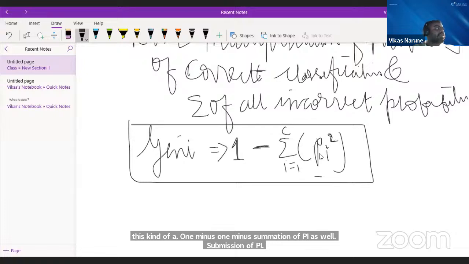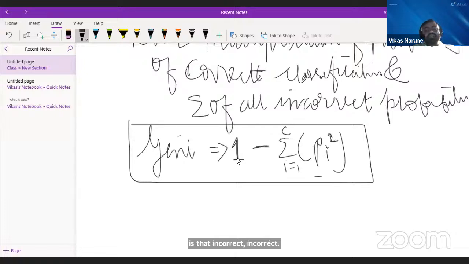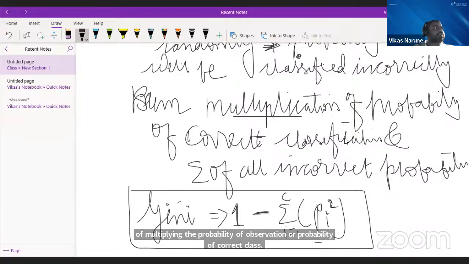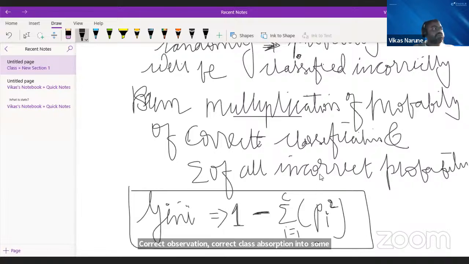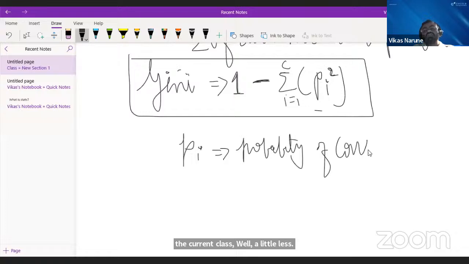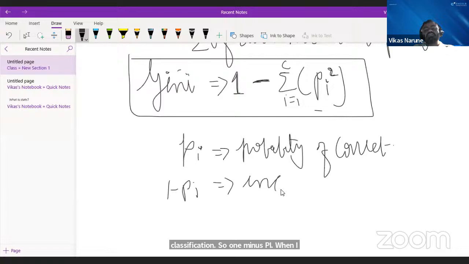You can ask, obviously, how we achieve this. My definition says it is a multiplication: the probability of the correct class observation multiplied by the sum of all incorrect probabilities, that is, the sum of the probability that it is classified into the wrong class. So let's call this pi the probability of correct class classification. If pi is the correct class probability, then 1 minus pi will be the incorrect classification.